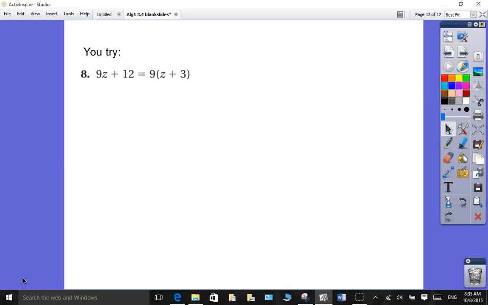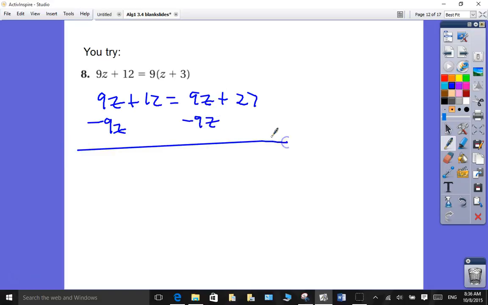Sometimes what I've seen students do with that step is they can't hardly believe that there's no variable, so they just kind of introduce the variable back again, right? 9z plus 12 equals 9z plus 27. Get it? Oh, the screen's frozen. Subtract 9z. Subtract 9z. 12 equals 27. No solution.